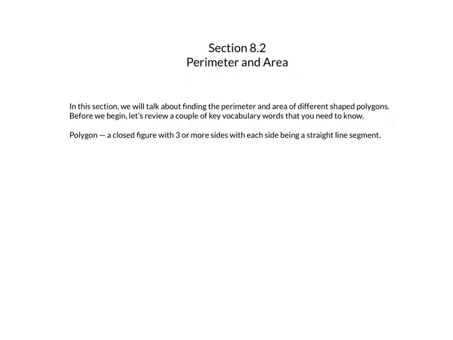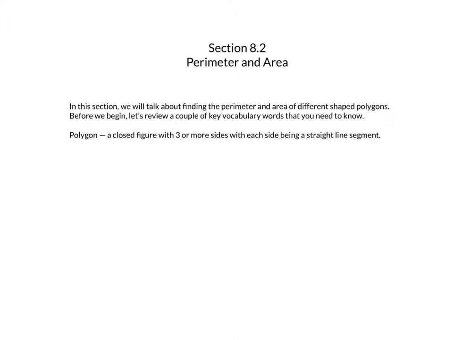Section 8.2, Perimeter and Area. In this section, we will talk about finding the perimeter and area of different shaped polygons. Before we begin, let's review a couple of key vocabulary words that you need to know.